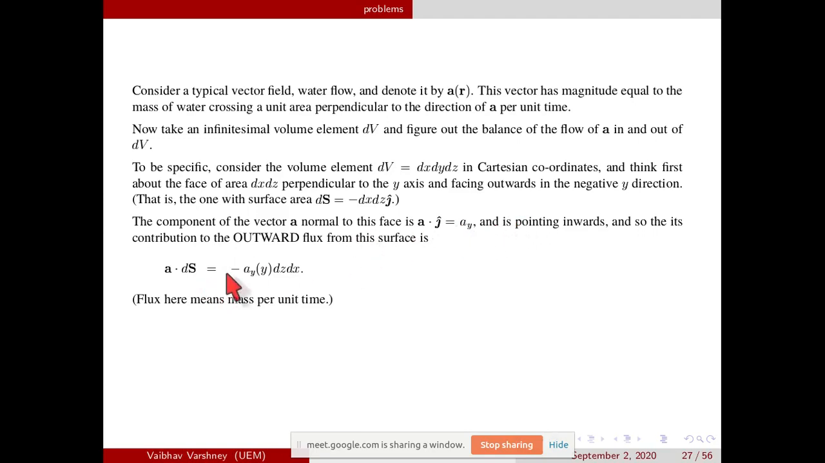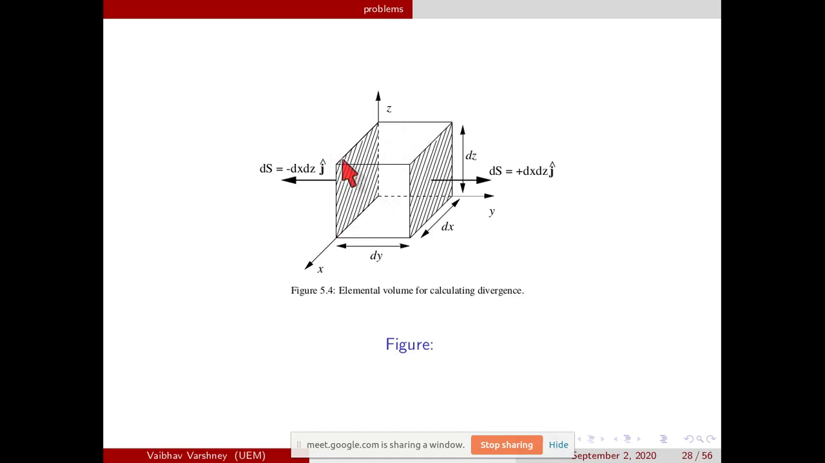When you calculate the flux, flux means the dot product with the area. So A dot ds, when you expand this, will be the y component A of y times the area dx dz. A is the mass flowing per unit area per unit time, so if you multiply A with the area, that will be mass per unit time. So this is the mass of water flowing per unit time through the front face.